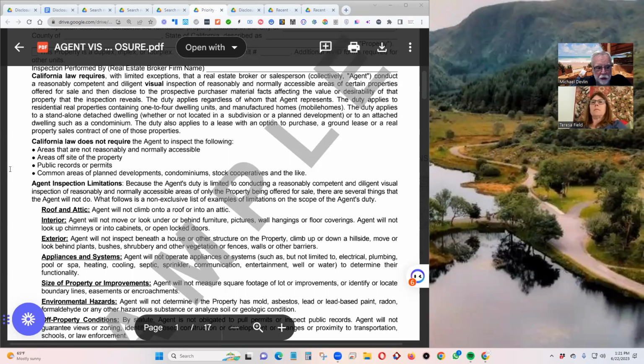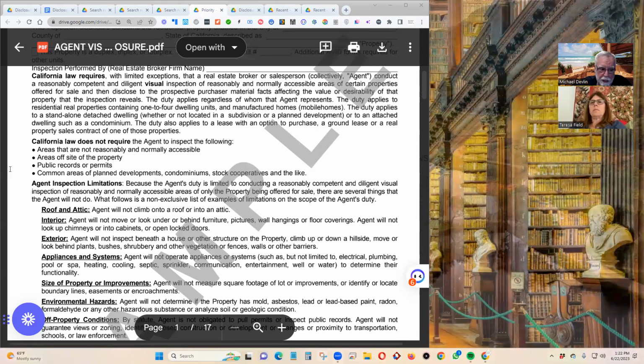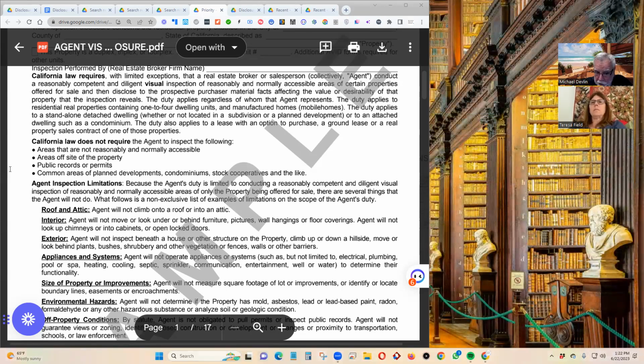Well, if it's a condominium, do I have to go look at the pool and the common areas? The answer is no. Those are off-site. Public records or permits. So this is a big thing. One of the reasons that real estate agents get sued is they take on, I'm going to get all the permits and find out what's going on with the property for my buyer. This is dangerous, right? Because if you, as an agent, pull permits, you become responsible to some degree for the outcome, like you didn't get them all, or they were the wrong ones, or you didn't understand them.